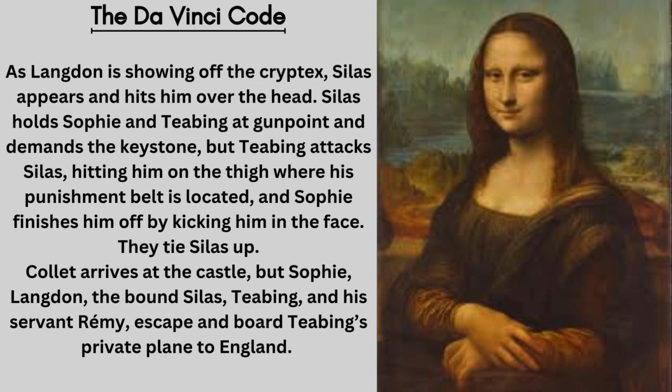As Langdon is showing off the cryptex, Silas appears and hits him over the head. Silas holds Sophie and Teabing at gunpoint and demands the keystone, but Teabing attacks Silas, hitting him on the thigh where his punishment belt is located, and Sophie finishes him off by kicking him in the face. They tie Silas up. Calais arrives at the castle, but Sophie, Langdon, the bound Silas, Teabing, and his servant Remy escape and board Teabing's private plane to England.